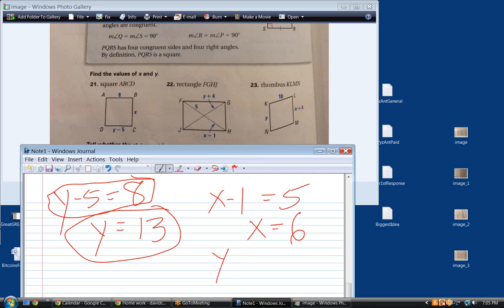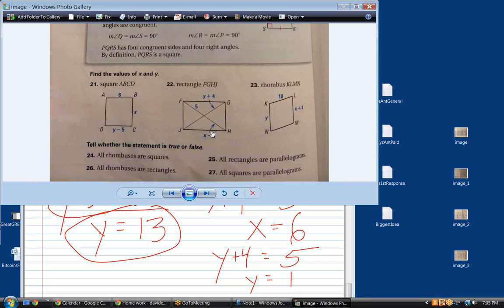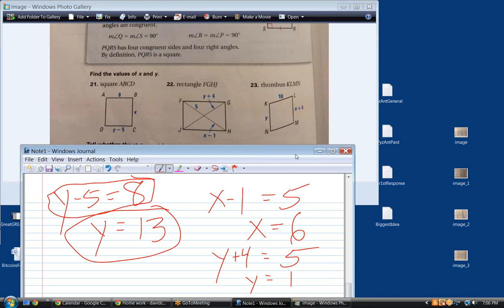And y plus 4 equals what? Y plus 4? Uh-huh. This part here. 5, because if it's all bisecting each other. Well, and diagonals are equal. In other words, JG is equal to FH also. So then it's y plus 4 minus 4, 5. Y equals 1.